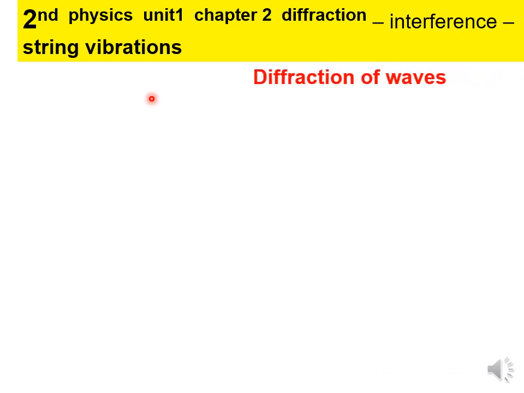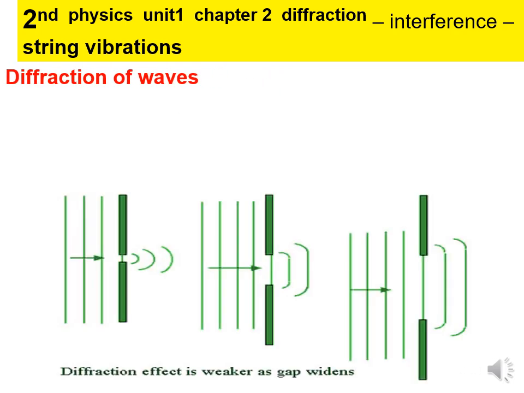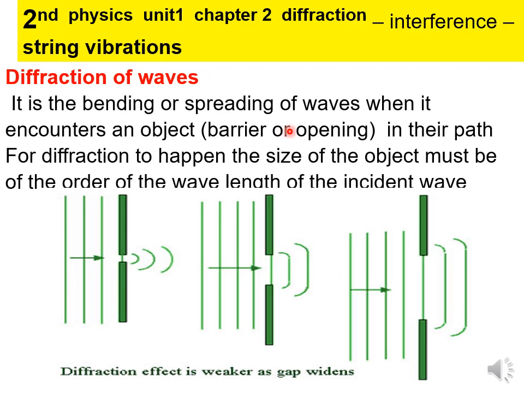Diffraction of waves. It is the bending or spreading of waves when it encounters an object, barrier or opening like that in their path. For diffraction to happen, the size of the object must be of the order of wavelength of the incident wave.